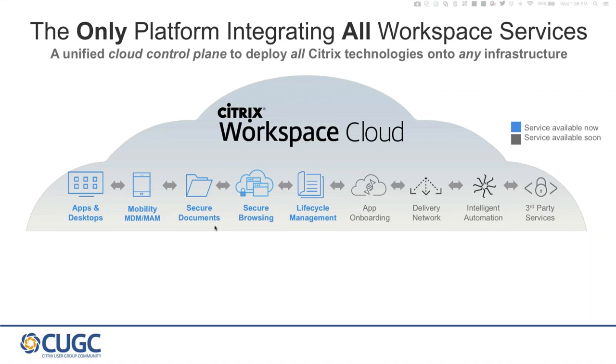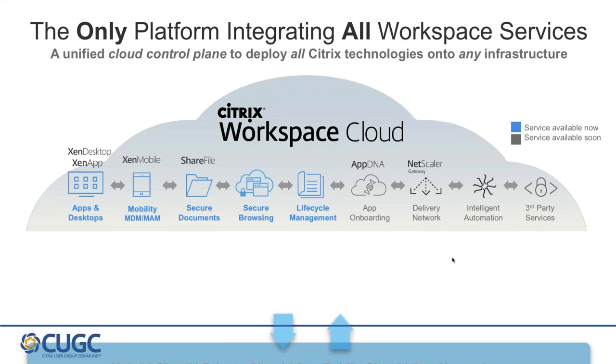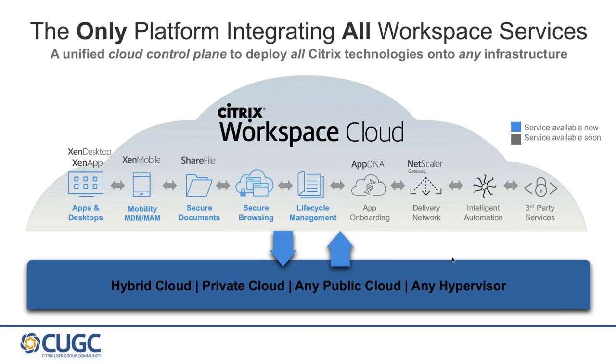And the next 4 that we're seeing are the app onboarding, which is based on AppDNA, the network delivery, to basically do the NetScaler on their side of the house, intelligent automation, and third-party services. Obviously, intelligent automation will be based on Octoblu and all the automation that you can get out of it. They will continue to add services. So when you subscribe to the service, you're going to get the advantages of all the new things that are coming to the mix.